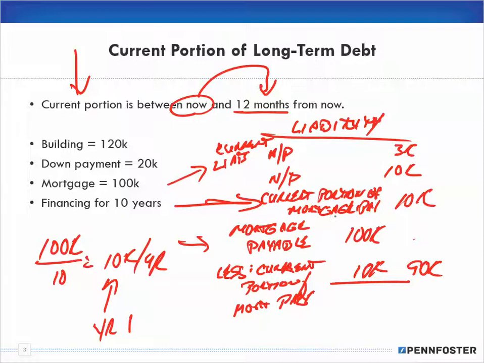Well, I'm able to see that my mortgage payable at this moment in time is 100,000, okay? And I'm also able to see that the current portion is 10,000, which allows me also to be able to see that the long-term portion is 90,000.